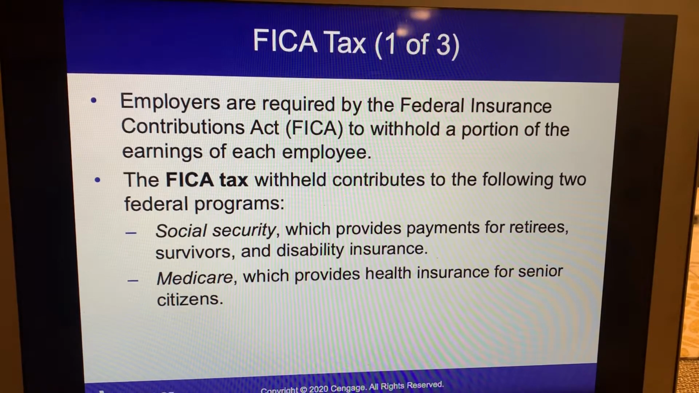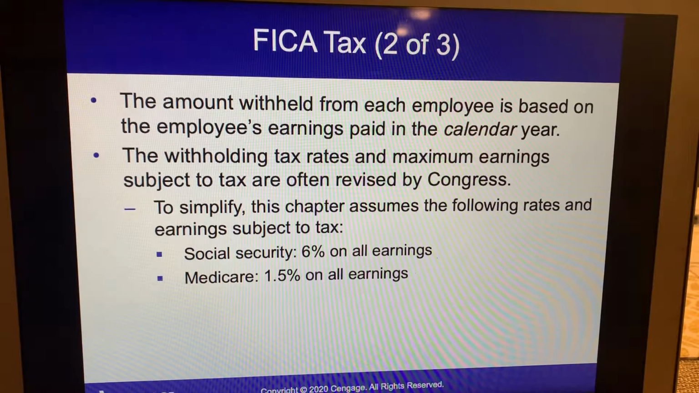So FICA: employers are required by the Federal Insurance Contributions Act to withhold a portion of the earnings of each employee. The FICA tax withheld contributes to the following two federal programs: Social Security, which provides payments for retirees, survivors, and disability insurance; and Medicare, which provides health insurance for senior citizens. The amount withheld from each employee is based on the employee's earnings paid in the calendar year. The withholding tax rate and minimum earnings subject to tax are often revised by Congress.